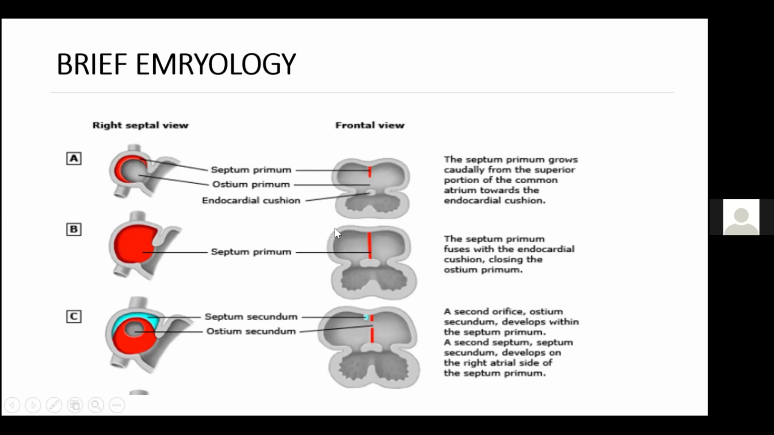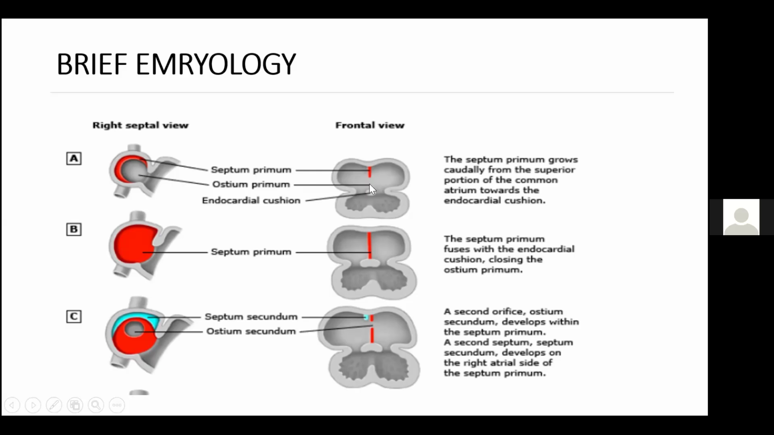So from this picture, the first projection we can see is the septum primum, which grows from the roof of the common atrium and comes towards the septum intermedium in the center to close that defect. Now, since in utero there should be a communication between the right side and the left side, it does not fully close, leaving this opening, which is the ostium primum.